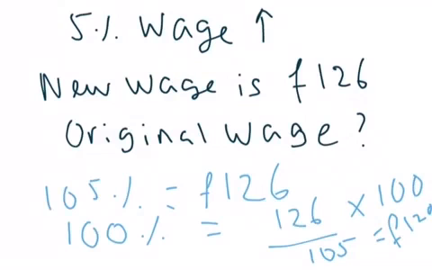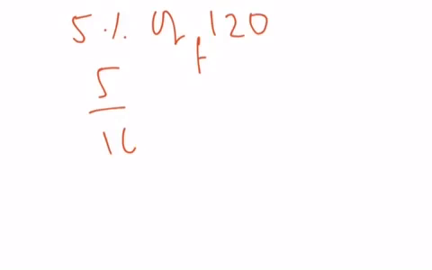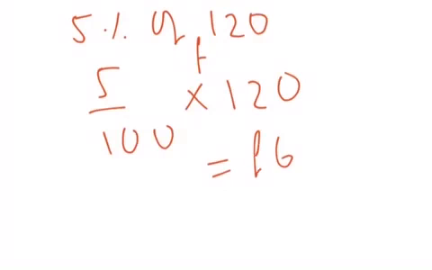£120. Now again, I can check this, right? Because if I take the 5% of £120 and I add it to the £120, which was the original wage, I should get a new wage of £126. So what is 5% of £120? Well, we know how to do this from earlier in the lesson. So 5 divided by 100 times 120, which equals £6.